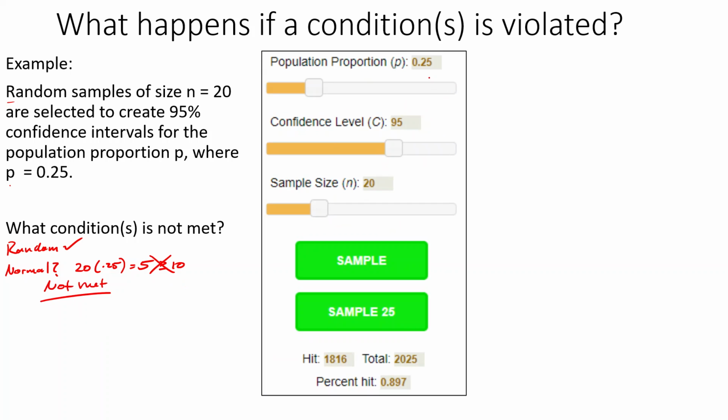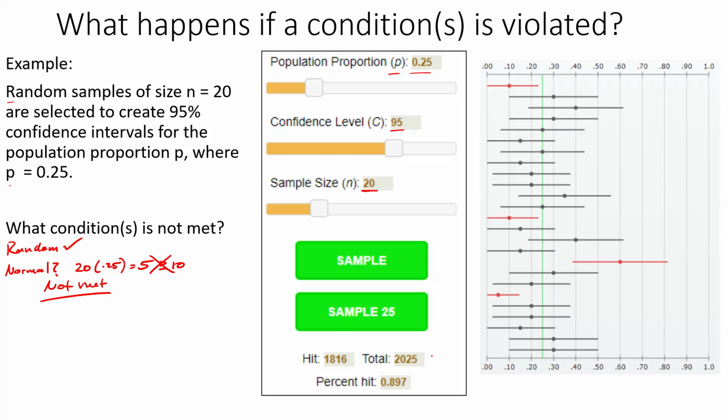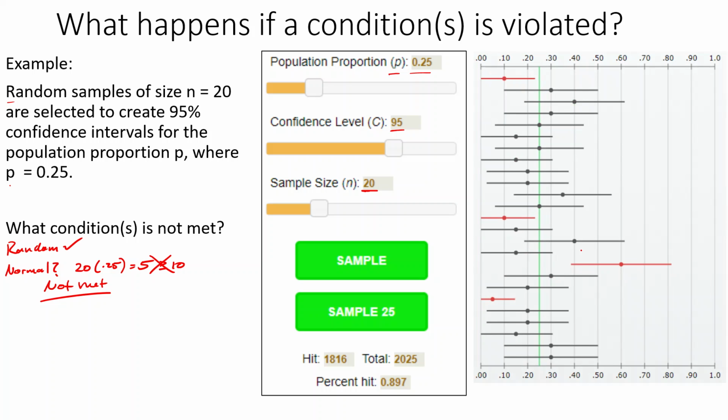All right, so let's look at what happens. I have a simulator online, so I can set my proportion p to be 0.25. I can set my confidence level to be 95, and I can set my sample size to be anything I want. I set it to be 20. And I did this over and over and over again. All right, so I did all these confidence intervals and projected them. Here's our 0.25 right here. That's our p, and we should capture that 95% of the time. That's our confidence level. But if you look down here, the percent that actually hit it is closer to 90%. All right, so that's a problem. It should be 95, and it's only down at 90%, and that's because this normal condition is not met.